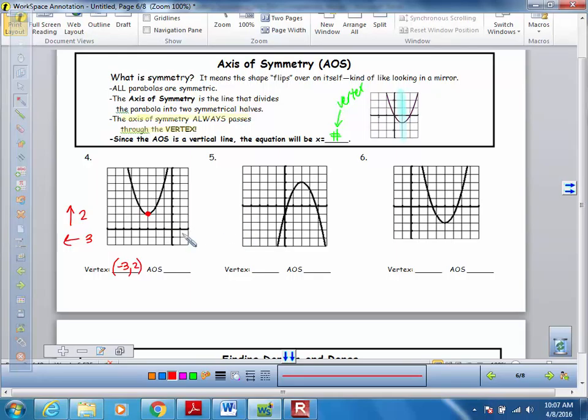Okay, so if my axis of symmetry always goes through the vertex, what is x going to equal here? -3. Very good. Okay. Haiti, can you tell me how you would get to this vertex here?